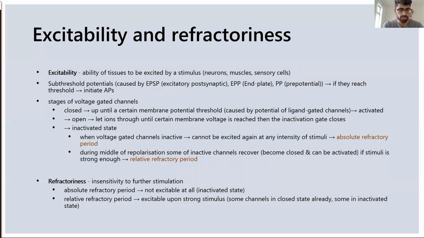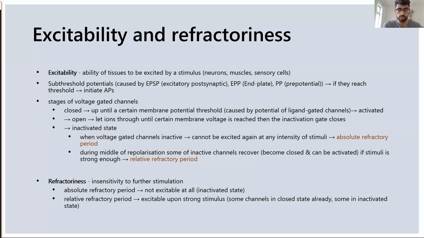Okay, so excitability, first of all, just a very general definition: it's the ability of tissues to be excited by a stimulus. They could be neurons, muscles, or sensory cells. I mentioned before what a subthreshold potential is, and you can see a bit of detail there. I would really recommend looking up these terms: EPSP, IPSP, EPP, and a prepotential. In terms of stages of the channels, this is a bit more detail again about the activated and inactivated forms of the channels.